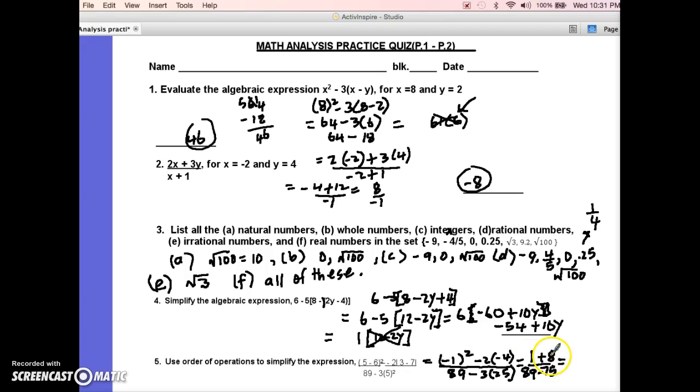Upstairs I have -1 plus 8 would be a +7. And downstairs 89 take away 75. That would be 14. And when I reduce that, it would give me a half.